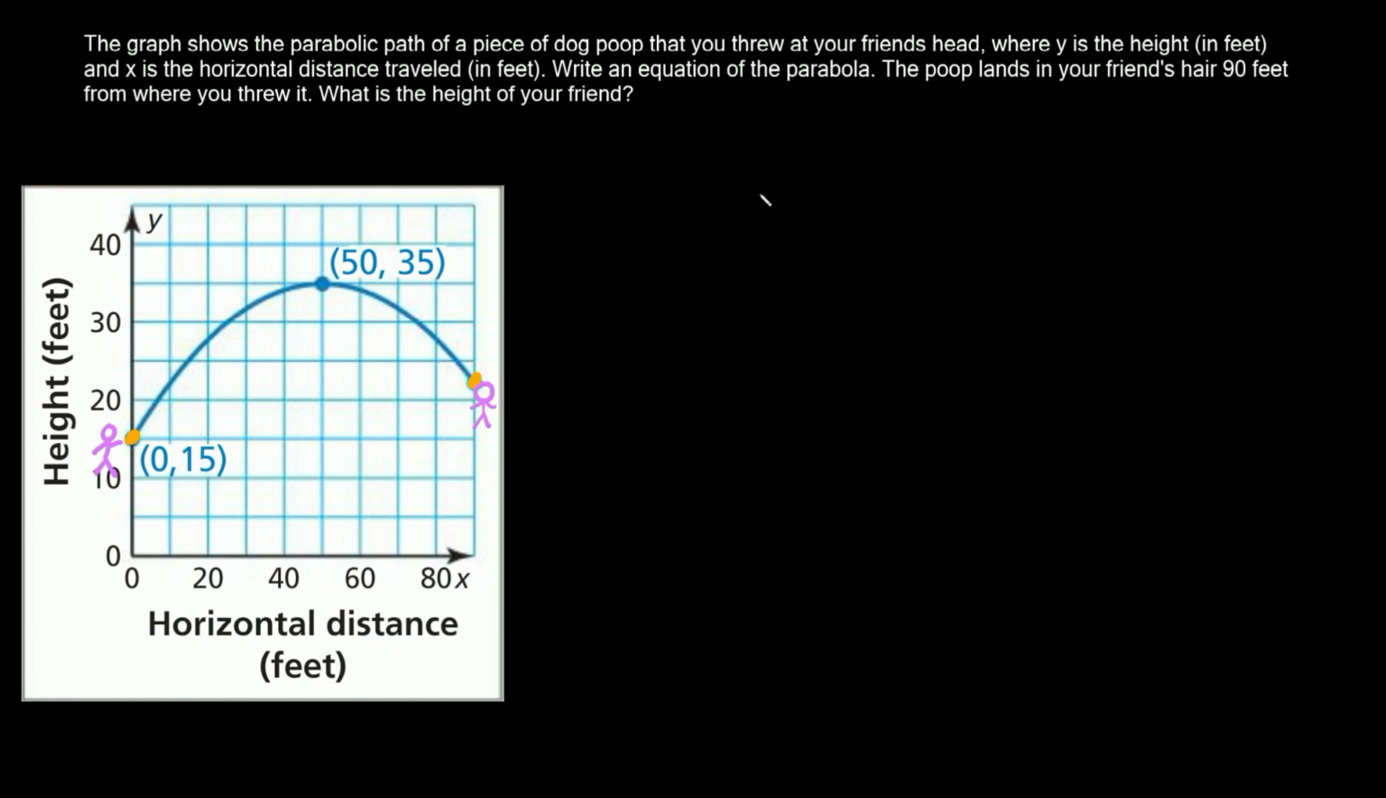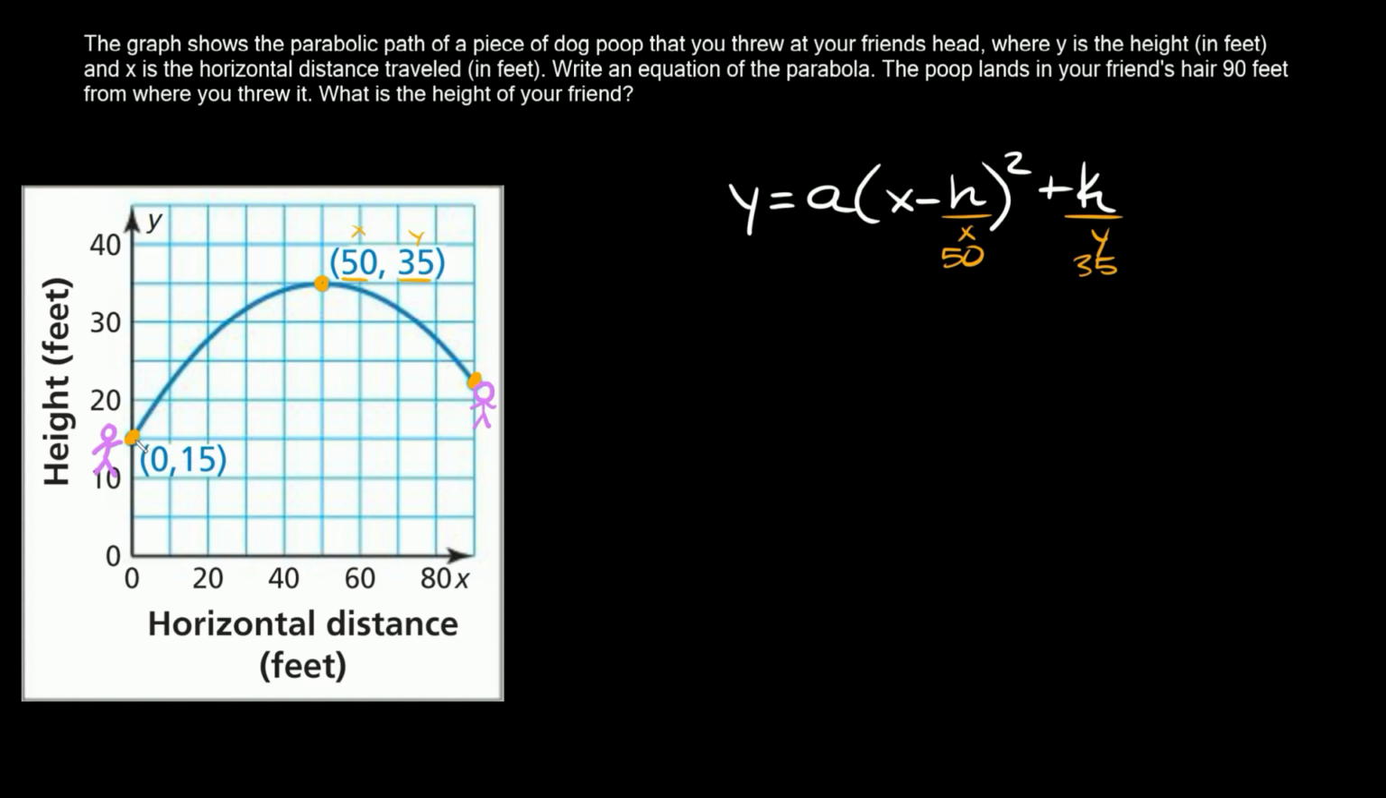The first thing you want to do is write down the quadratic equation in vertex form, which is y is equal to a times (x minus h) squared plus k, where h and k represent the x and y coordinates of the vertex. Remember, the vertex point on a parabola is just the highest or the lowest point. Here the parabola opens down, so this would be the vertex right there, at (50, 35). This is our x and our y. So we're going to plug in 50 for h and 35 for k.